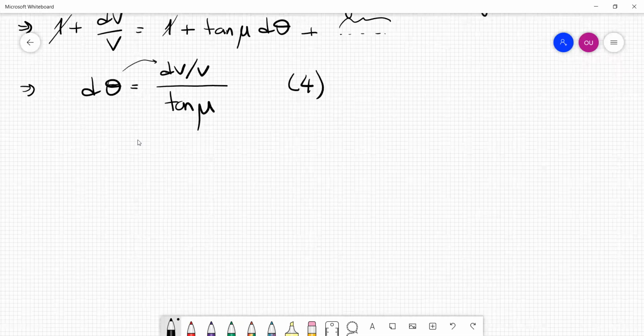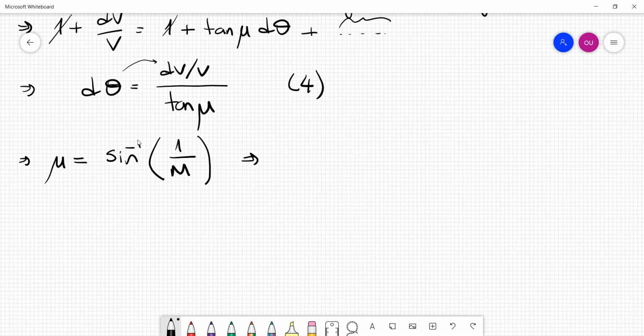We know actually one more fact regarding this angle mu, the Mach wave angle. We have seen previously that this is equal to arc sine 1 over Mach number. So whatever Mach number is upstream of the Mach wave can be used to calculate the Mach wave angle. So we can make use of this.